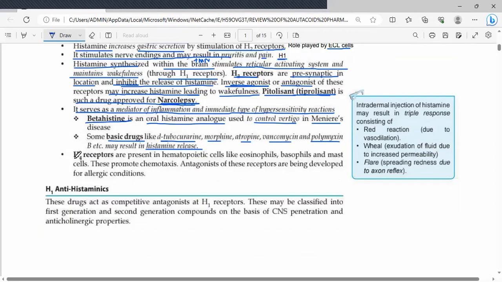Now, H4, I said is present in the hematopoietic cells like eosinophils, basophils, and mast cells, and they promote chemotaxis. Antagonists to these H4 receptors are being developed, and they will prove very useful in allergic conditions. Now, remember the intradermal injection of histamine. I said the triple response. You will have a red reaction due to vasodilation, a wheal due to exudation of fluid due to increased permeability, and a flare, which is a spread in redness due to an axonal effect. And remember the triple response is an H1 mediated response.